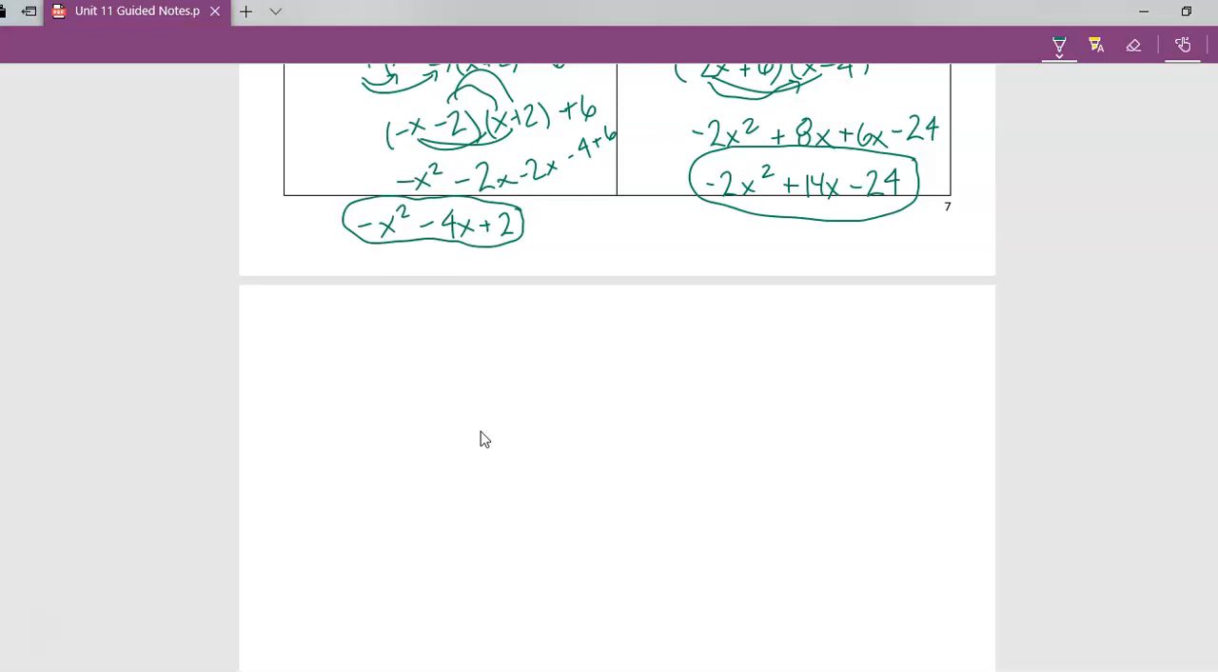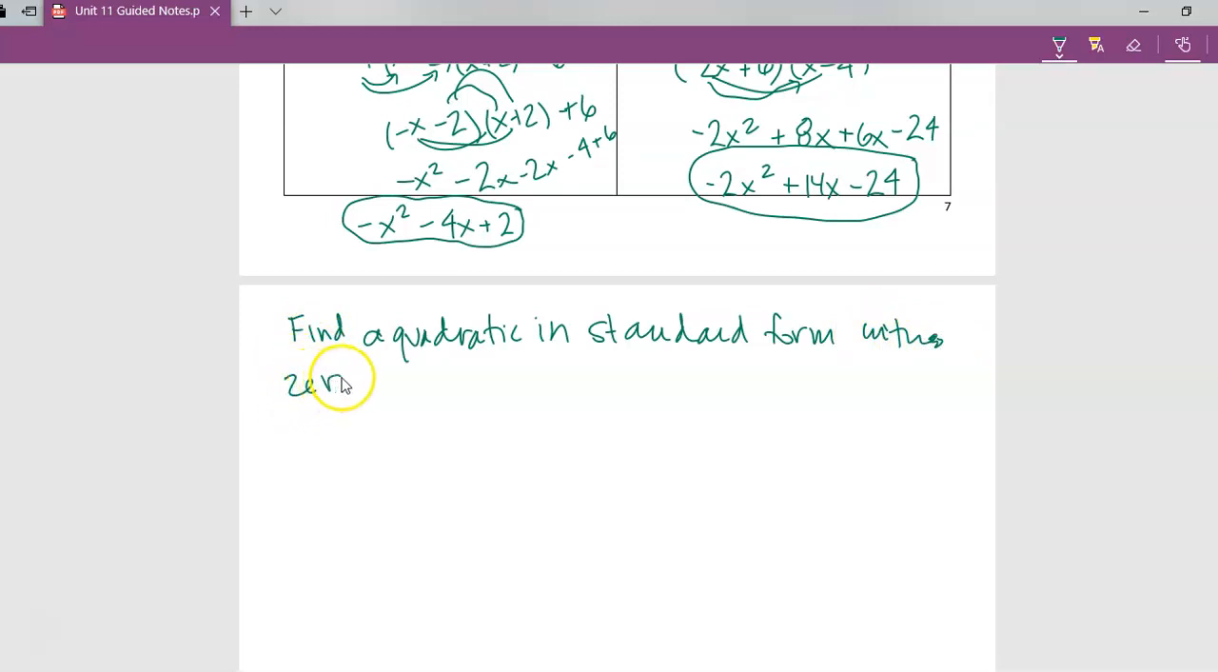Okay, one other thing you're going to see is it's going to say something like find a polynomial or find a quadratic in standard form with zeros at 3 and -5, for example. Okay, so if a quadratic has zeros at 3 and -5, that means that I could write it in factored form as x minus 3 times x plus 5, right?